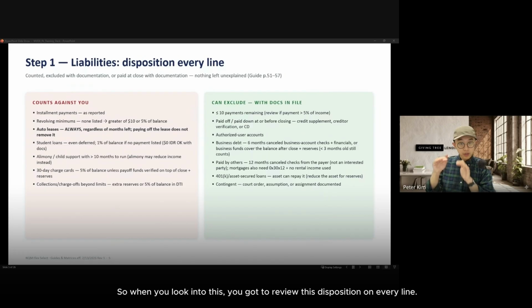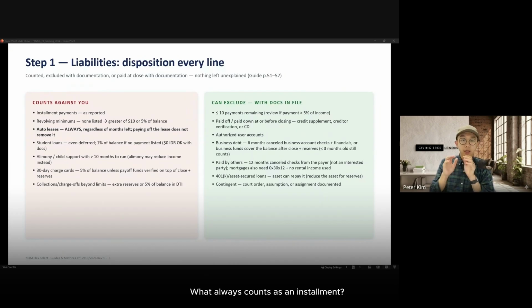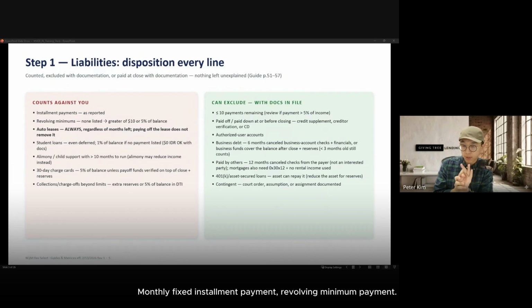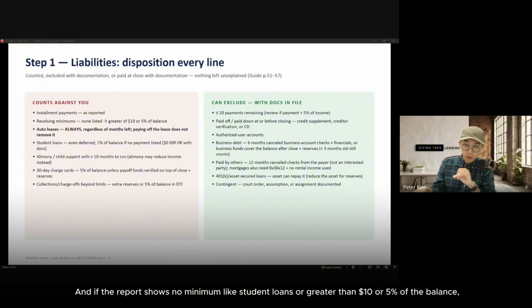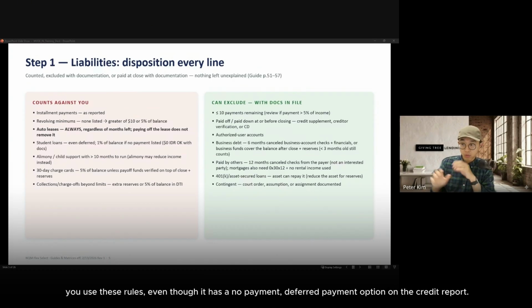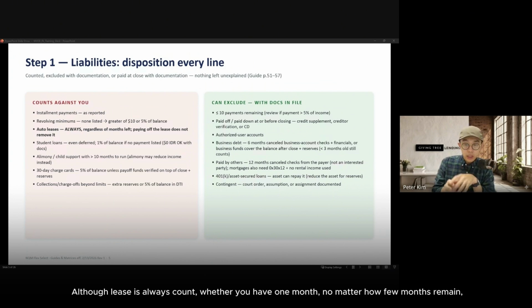So when you look into this, you gotta review the disposition of every line. What always counts as an installment? Monthly fixed installment payment, revolving minimum payment, and if the report shows no minimum, like student loans, the greater of $10 or 5% of the balance. You use these rules even though it has a no payment, deferred payment option on the credit report. Auto leases always count, whether you have 1 month, no matter how few months remain.